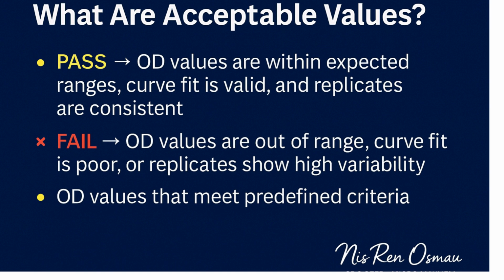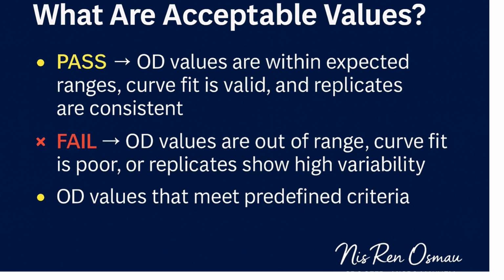In slide 8, what are acceptable values? So we talk about it. Acceptable OD values must fall within the dynamic range of the assay. Replicates should have a CV below 15% for precision. If these conditions aren't met, the data is flagged and excluded.